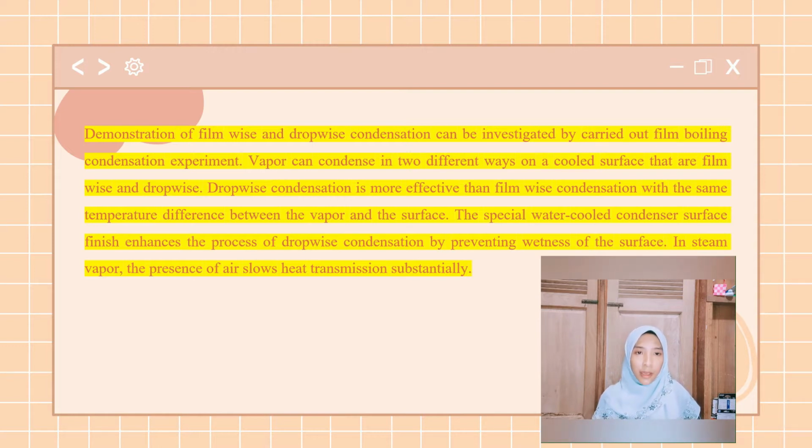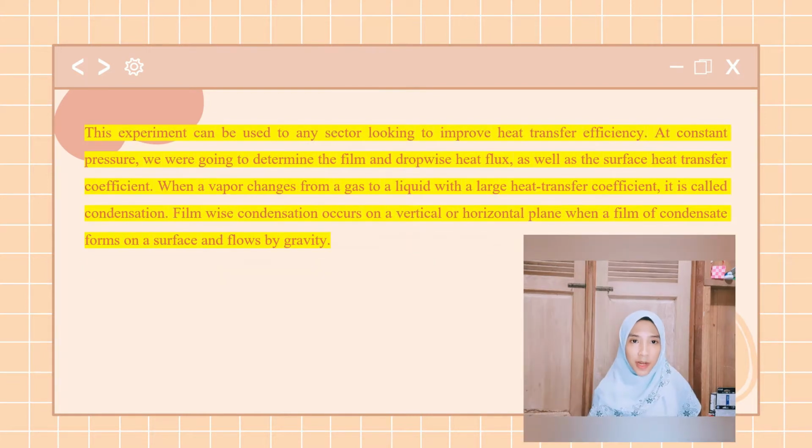Difference between the vapor and the surface. The special water-cooled condenser surface finish enhances the process of drop-wise condensation by preventing wetness of the surface. In steam vapor, the presence of air slows heat transmission substantially. This experiment can be used in any sector looking to improve heat transfer efficiency.